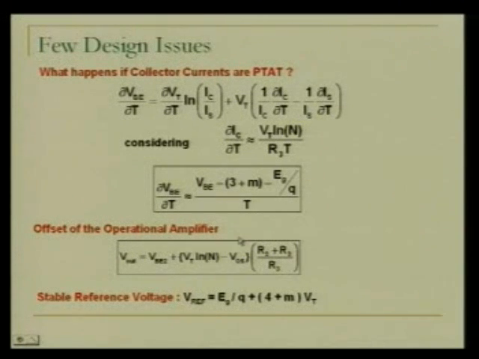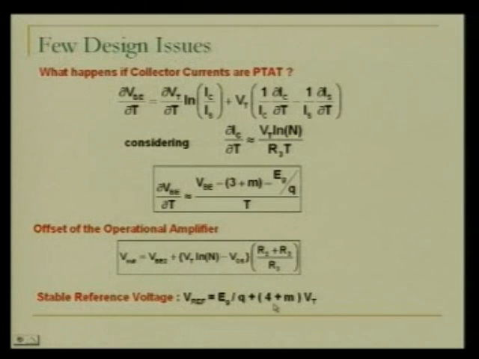So you have to minimize the offset voltage as small as possible, so you have to make the operational amplifier gain very high, so that this offset voltage is very small. Now the next thing is why this circuit is called band gap.